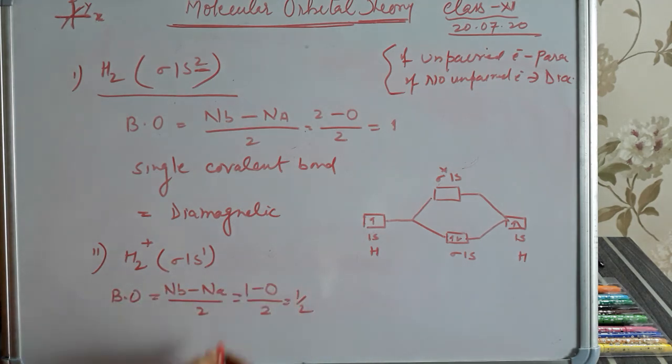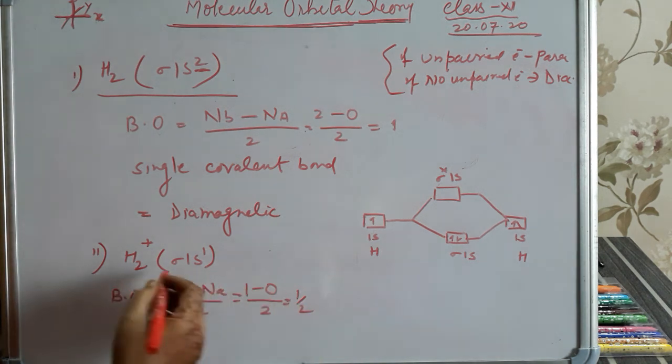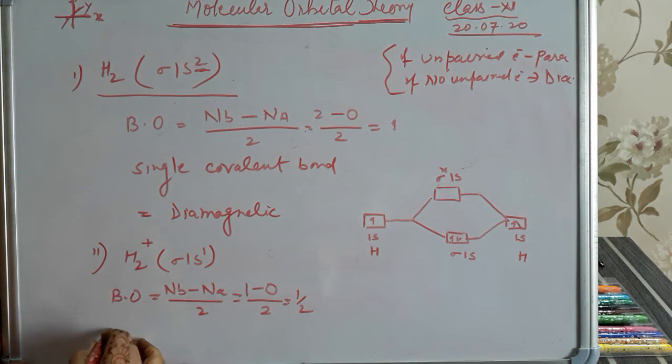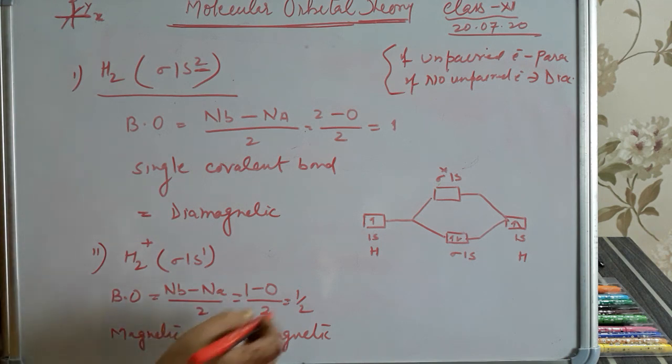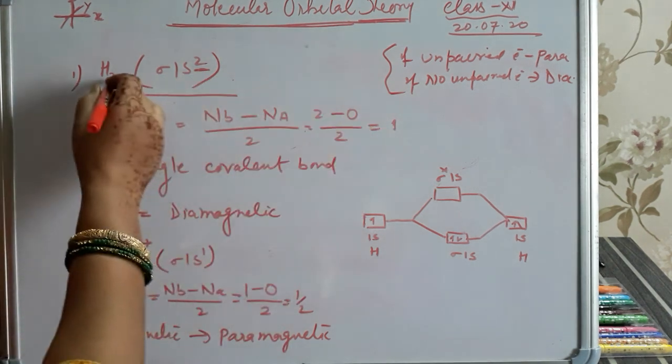Now if we find out the magnetic property, there is 1 electron, so it is called paramagnetic, because it has one unpaired electron. And with half bond order, that means its stability is less than the H2 molecule.